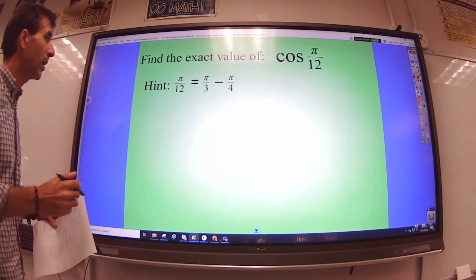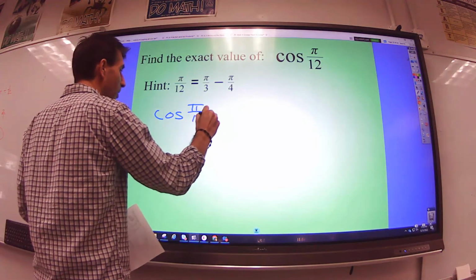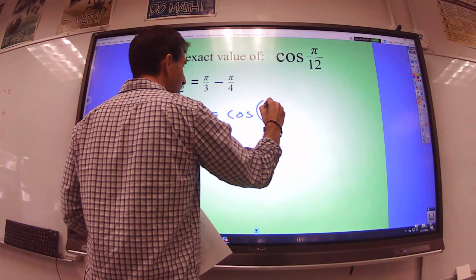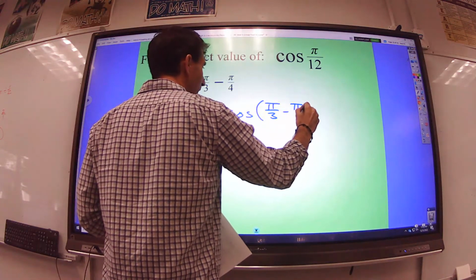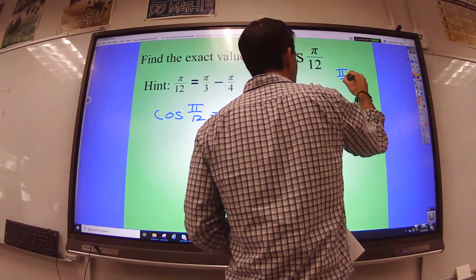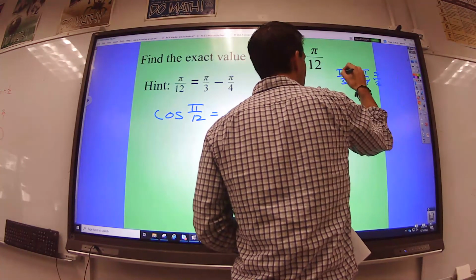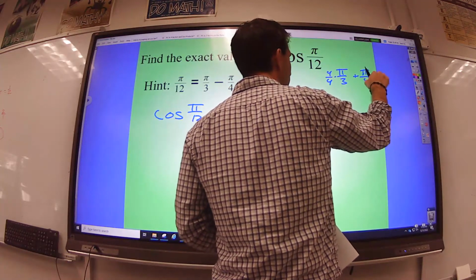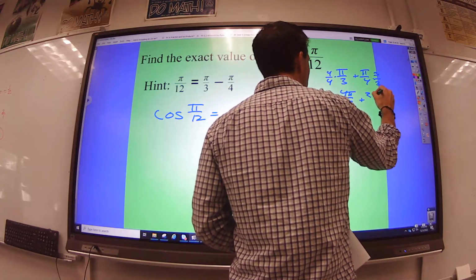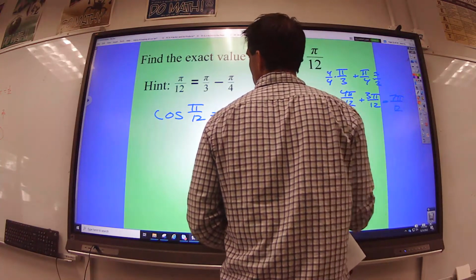So, cosine of pi over 12 is equal to the cosine of pi over 3 minus pi over 4. If you don't believe me, pi over 3 and pi over 4 need a common denominator of 12. So I multiply this side by 3 over 3, this side by 4 over 4. 4 pi over 12 plus 3 pi over 12 equals 7 pi over 12.